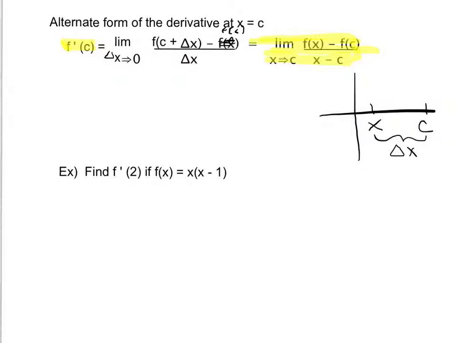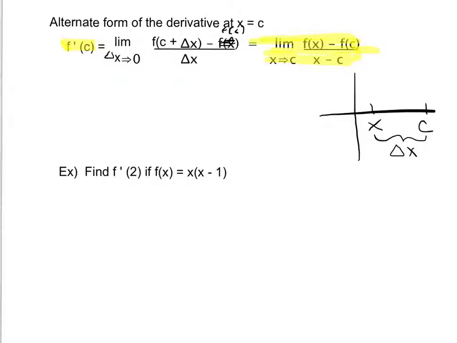Since x is approaching c as change of x approaches 0, we can replace c plus change of x by x, and change of x approaching 0 by x approaching c, being able to use this formula here.